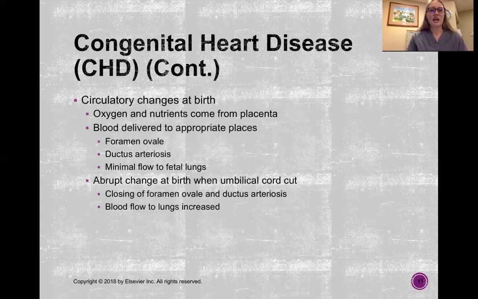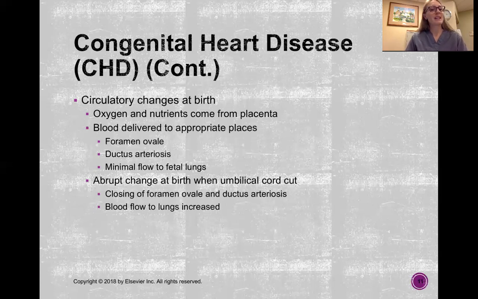So what are we looking at? We have the circulatory changes that occur at birth. As we've talked about, in fetal circulation the oxygen and nutrients come from the placenta, and that blood bypasses the lungs, right?